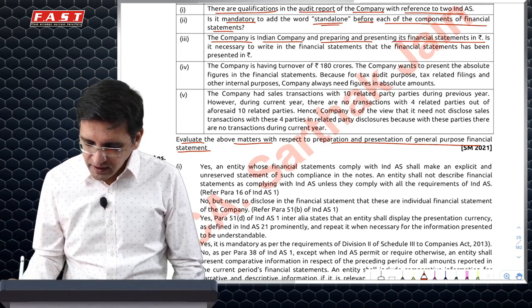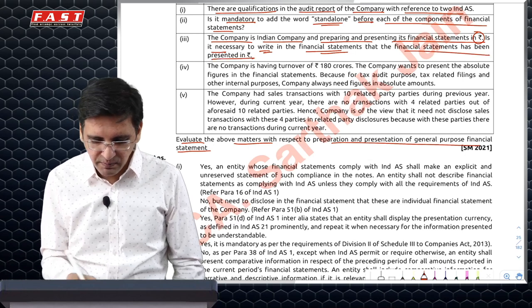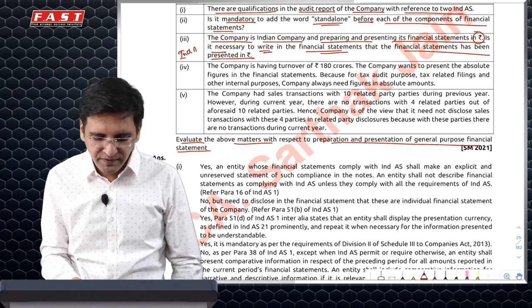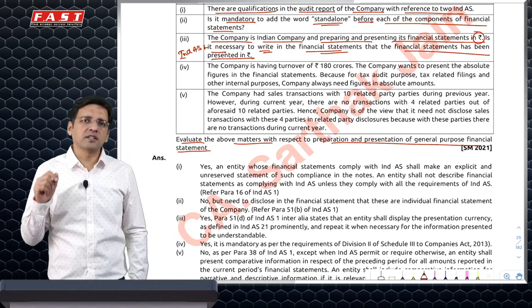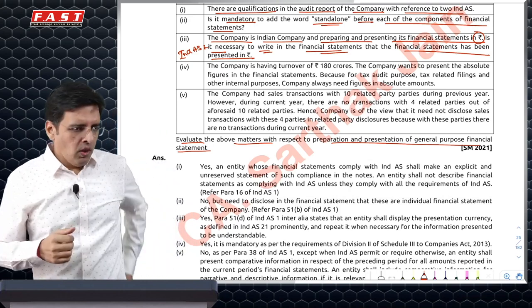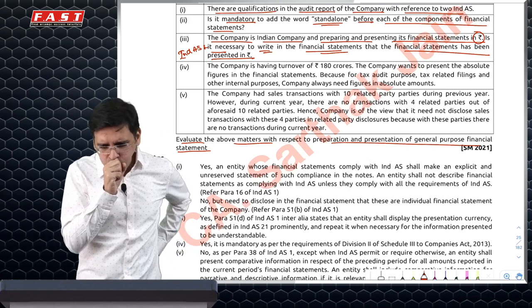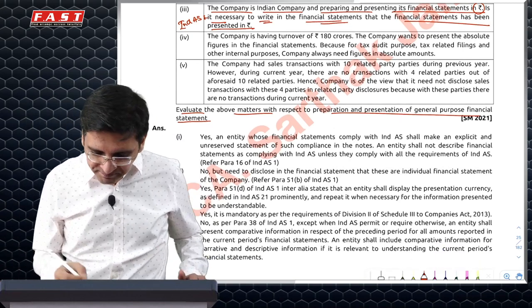An Indian company presented financial statements in rupees. Is it necessary to write in the financial statements that they have been presented in rupees? Ind AS 1 specifically says that your functional currency and presentation currency need to be specified. So the presentation currency has to be specified, plus it should be given at respective places for the purpose of clarity.